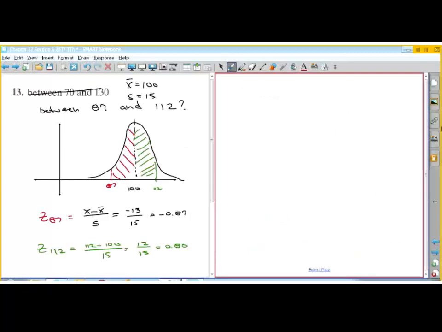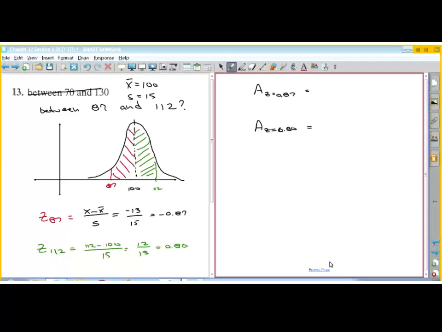So those are the z-scores. Now what you need to do is go with those z-scores to the table. So find the area associated with the z. And what we do is we use the positive, not the negative. So if it's a negative, we're going to use positive 0.87. And we also need the area for a z-score of 0.80.